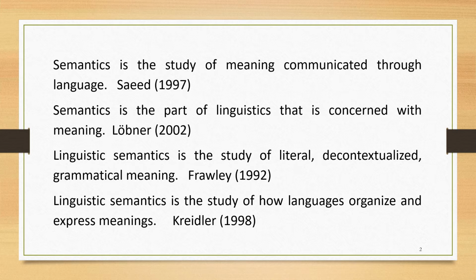And Kreidler says that linguistic semantics is the study of how languages organize and express meanings. So he also more or less says the same thing. There are thousands, uncountable words in the human mind, sounds and then words, and they all express meanings. So what does semantics do? Semantics organizes those words and it gives us meaning. Linguistic semantics is a study of how languages organize and express meaning. It means the words that you have are not organized, and semantics does the work of organizing the words and giving them meaning.